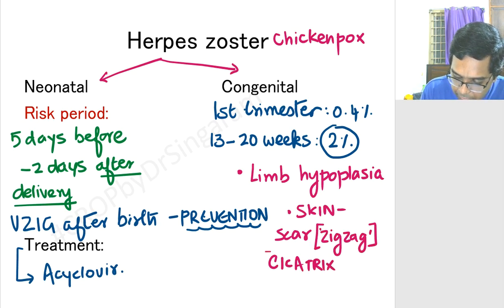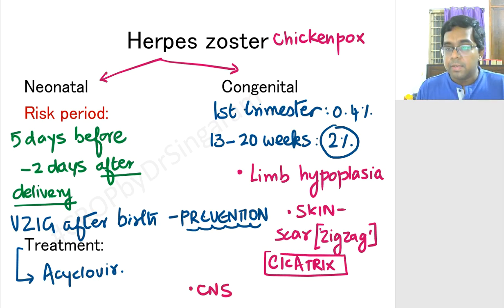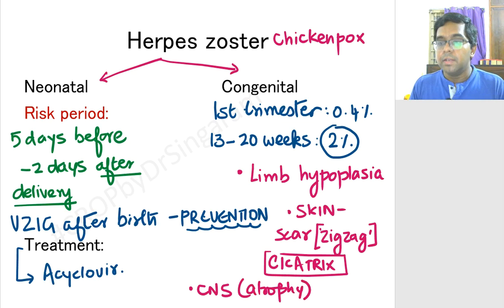The characteristic features are these two. One is limb hypoplasia, second is skin developing cicatrix or something like scars. Okay, right. And in the central nervous system also, they can have very important set of manifestation in the form of microcephaly or atrophy of the brain or the cerebellum. These are the characteristic features of intrauterine infection. So obviously, intrauterine infection is very severe.